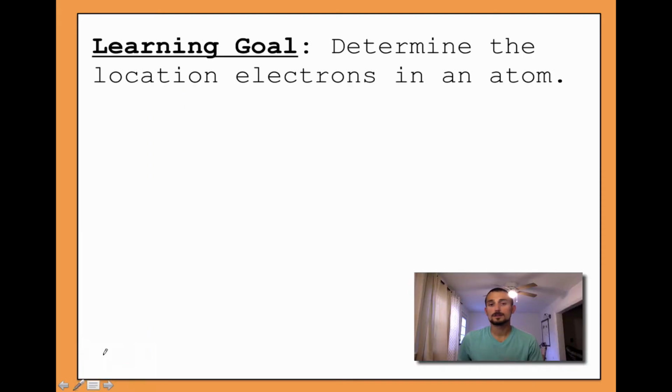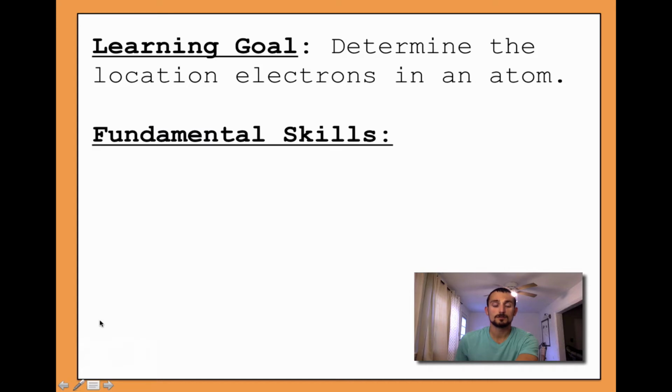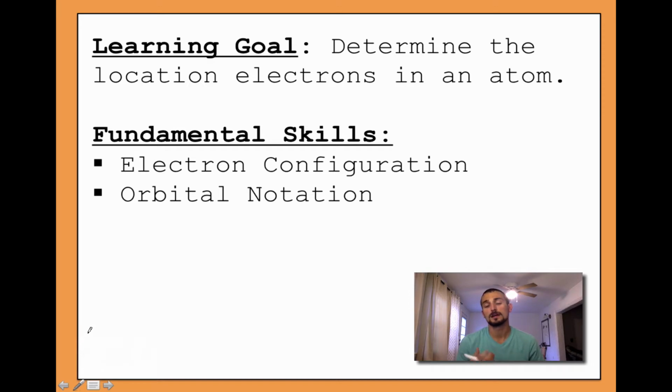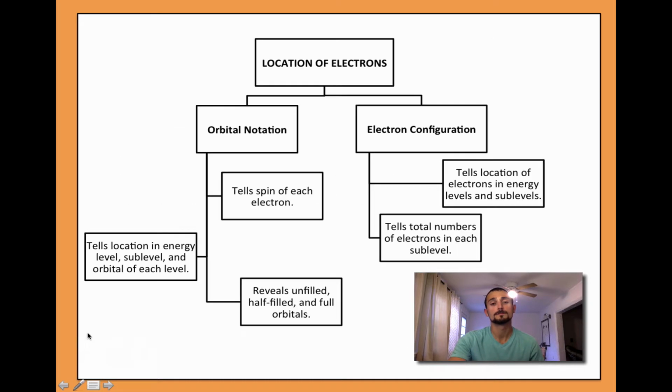Alright, so today's video is going to talk about how we determine the location of electrons in an atom. And essentially what we're going to be covering are two fundamental skills regarding electron configuration and orbital notation. Now both of these skills require knowledge of quantum numbers before you continue. So those involve knowing about energy levels, sublevels, orbitals, spin, and all the requisite numbers that go along with those. So make sure you study those up before you continue on.